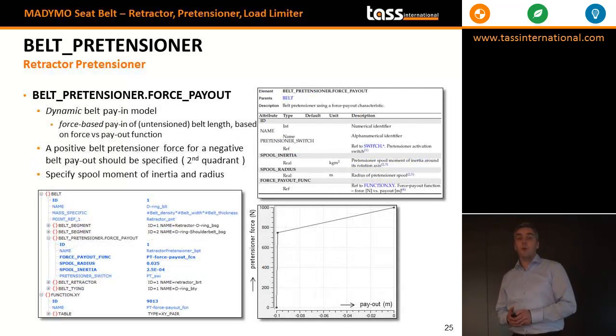The belt pretensioner force payout is a dynamic belt pay-in model. This means it is force-based, and it's a force-based pay-in of untensioned belt length based on the force versus payout function. And payout is here defined as, it says payout, but basically you define in the second quadrant, meaning negative values coming back to pay-in. Since it's a dynamic model, it's also needed to define the spool moment of inertia and the radius of the spool.